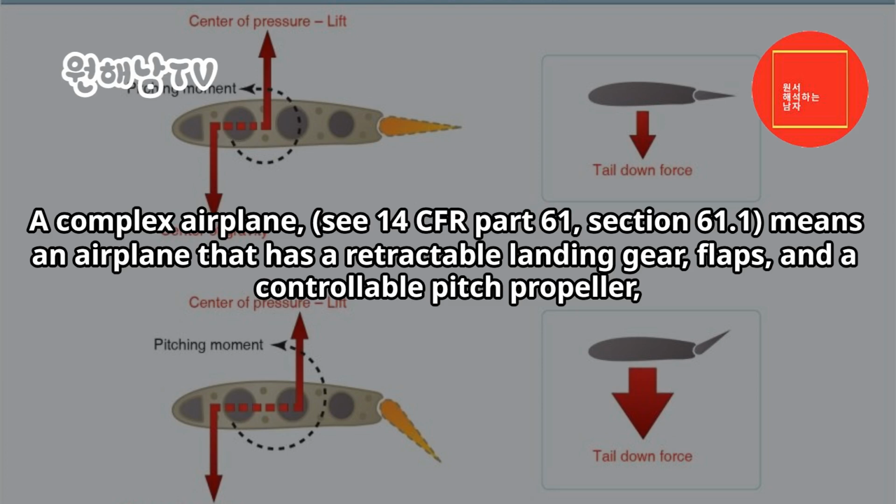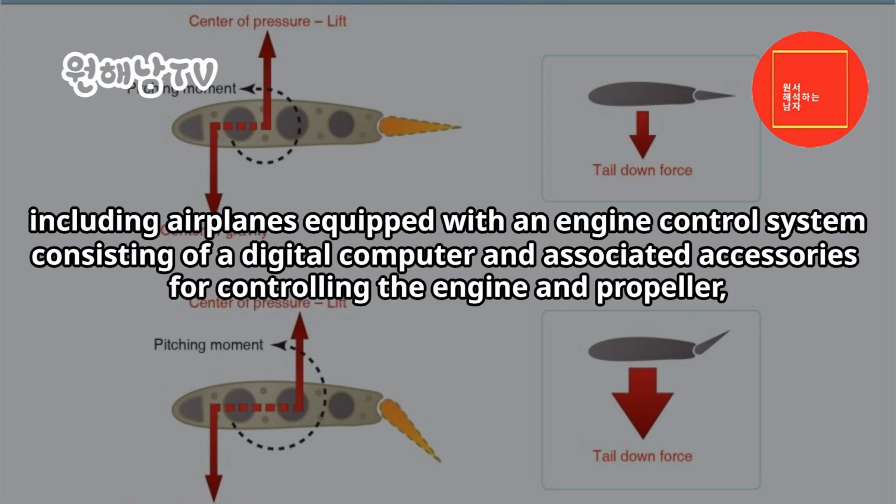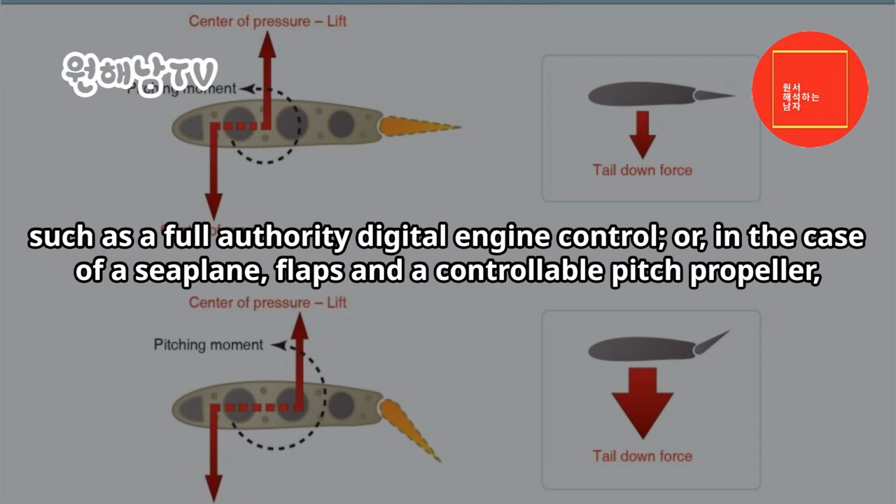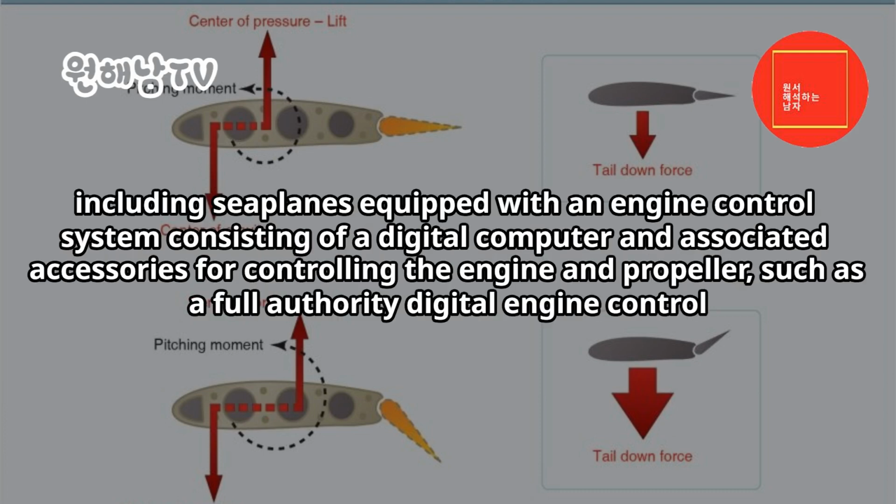A complex airplane, see 14 CFR Part 61, Section 61.1, means an airplane that has a retractable landing gear, flaps, and a controllable pitch propeller. This includes airplanes equipped with an engine control system consisting of a digital computer and associated accessories for controlling the engine and propeller, such as a full authority digital engine controller. In the case of a seaplane, it means flaps and a controllable pitch propeller, including seaplanes equipped with an engine control system consisting of a digital computer and associated accessories for controlling the engine and propeller, such as a full authority digital engine control.